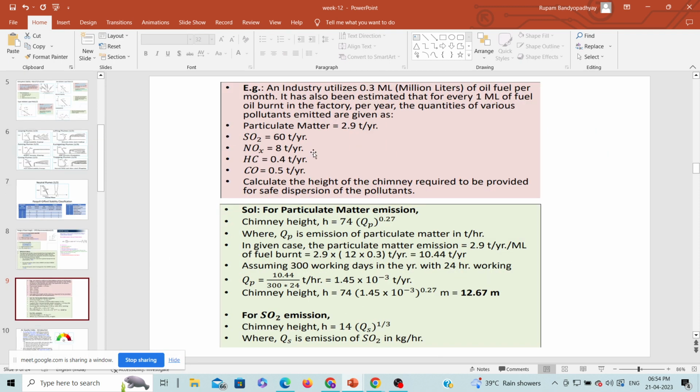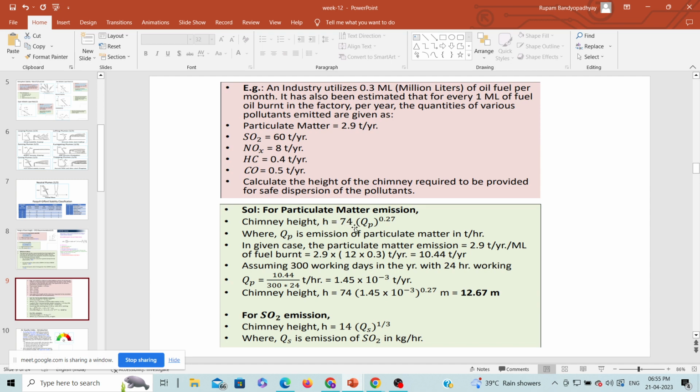So this is one numerical discussed in the class. An industry utilizes 0.3 million liters of fuel oil per month. It has also been estimated that for every 1 million liters of fuel oil burnt in the factory per year, the quantities of various pollutants emitted are given as follows. These are the pollutant quantities given. You have to calculate the height of the chimney required for safe dispersion of the pollutants.